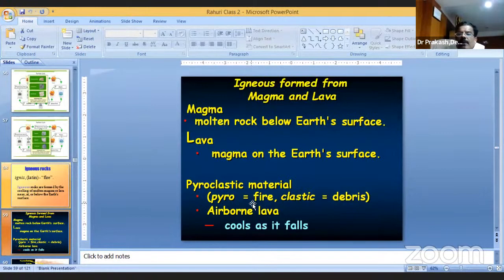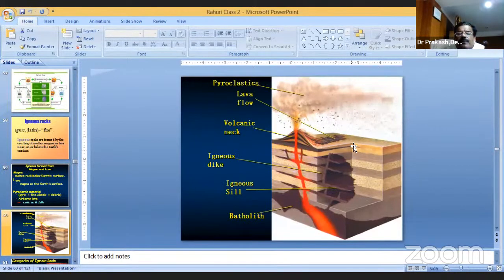Pyroclastic material: pyro means fire, clastic means debris. Airborne lava cools as it falls. I'll just show you what it is like. So this is the pyroclastic material. As it falls into the water, it cools, and there can be air pockets inside. As a result, they can float. If the air pockets are retained, they float; if the air pockets are not there, then there could be a synthesis. That results in amygdaloidal basalt kinds of rocks. So these are the rocks that are formed from pyroclastic material.